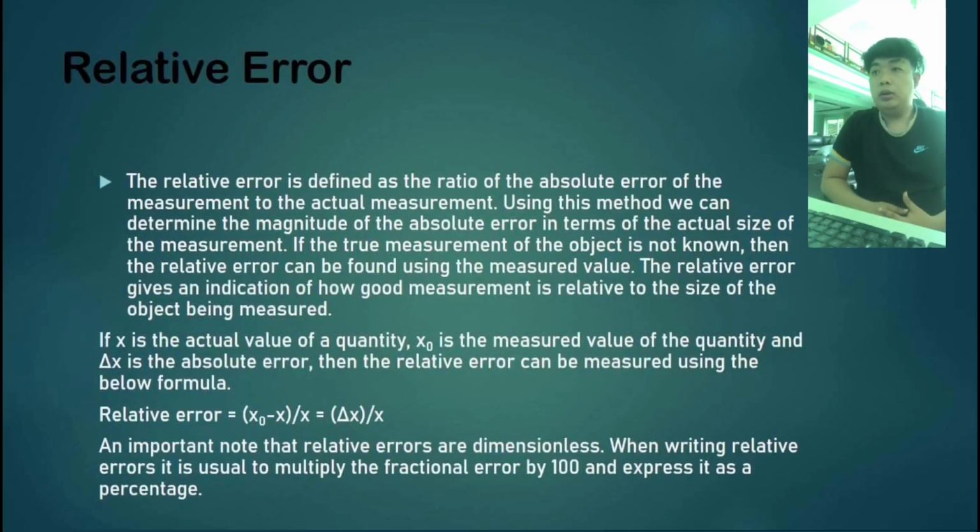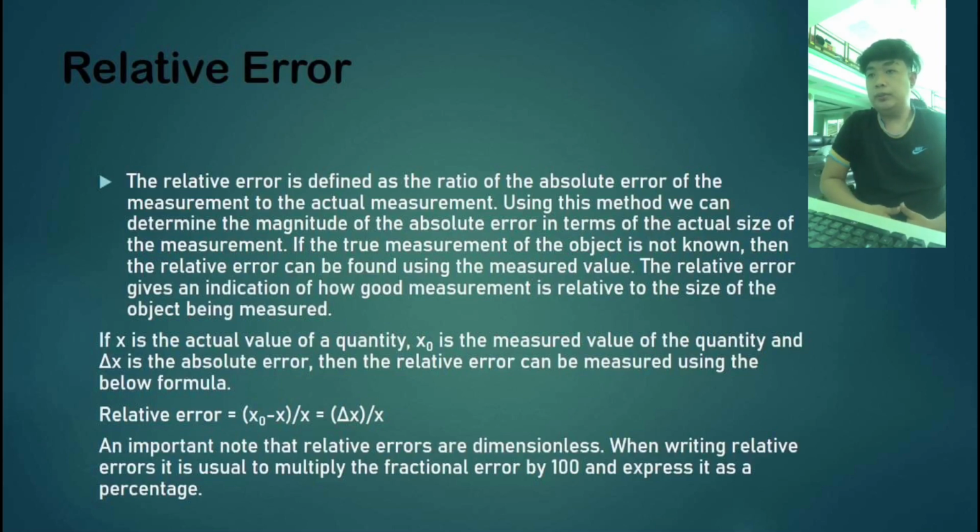Relative error. The relative error is defined as the ratio of the absolute error of the measurement to the actual measurement. Using this method, we can determine the magnitude of the absolute error in terms of the actual size of the measurement. If the true measurement of the object is not known, then the relative error can be found using the measured value. The relative error gives an indication of how good a measurement is relative to the size of the object being measured.